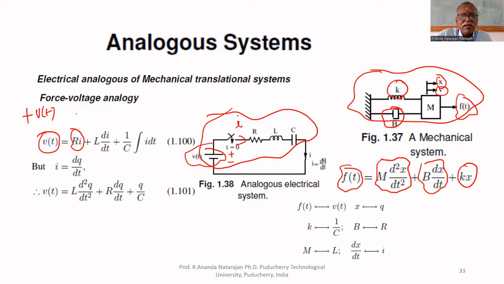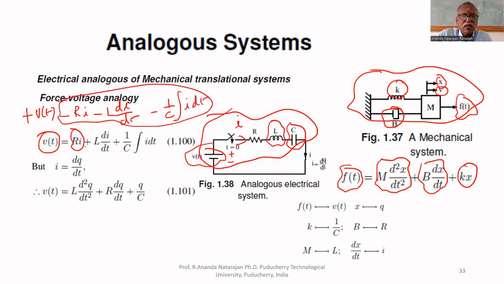If you travel along the current direction, you would put minus Ri, minus L di by dt, because the potential drop across the inductor is L di by dt. What is the drop across C? Minus 1 by C integral of I dt. If you bring all these to the right hand side, you will get this equation. So this is the mathematical model of the given electrical circuit.